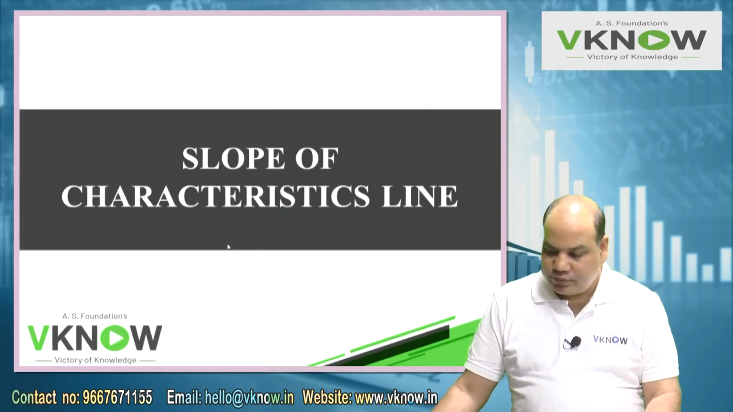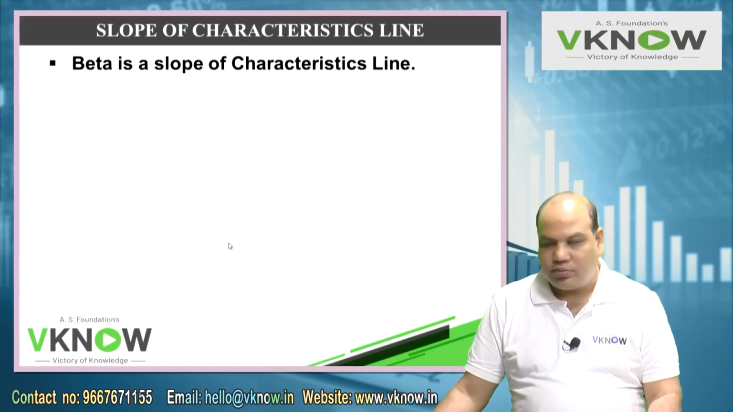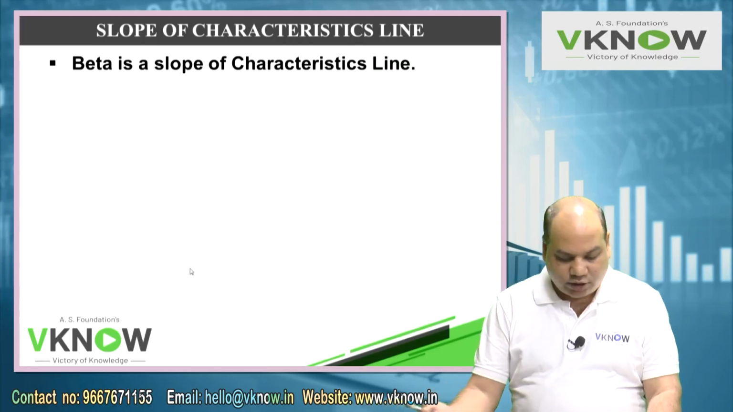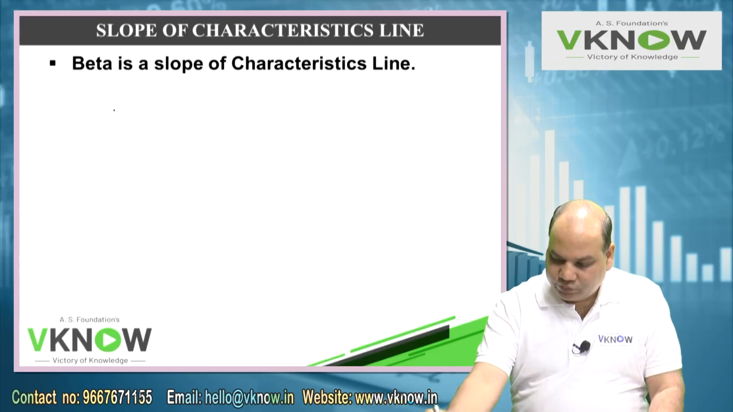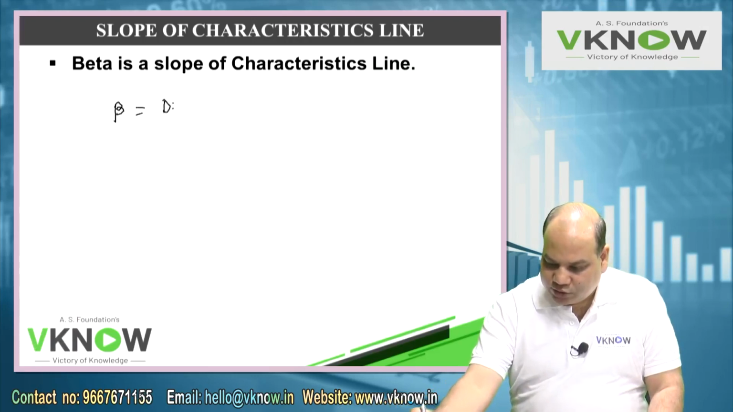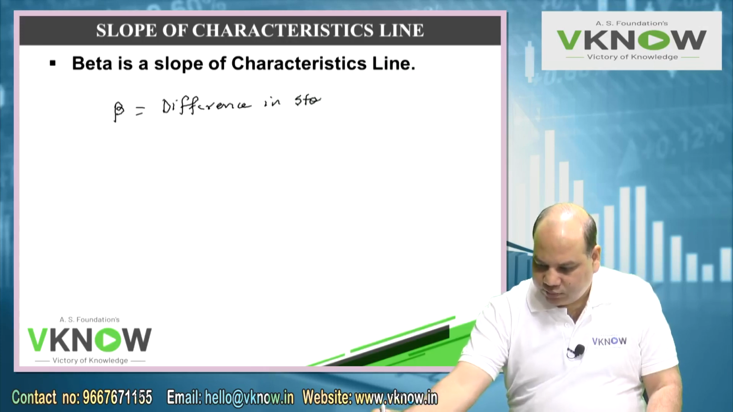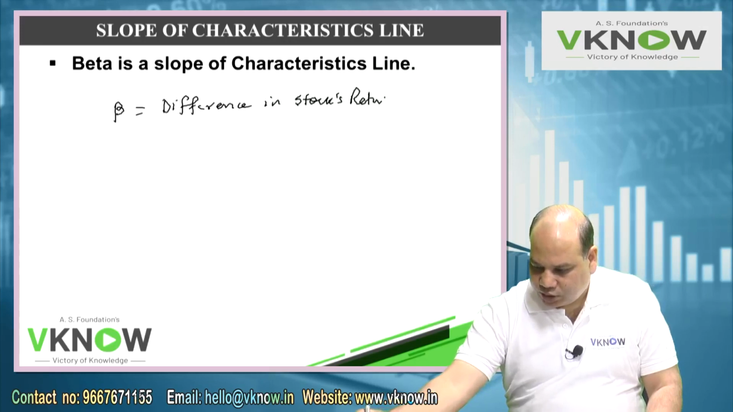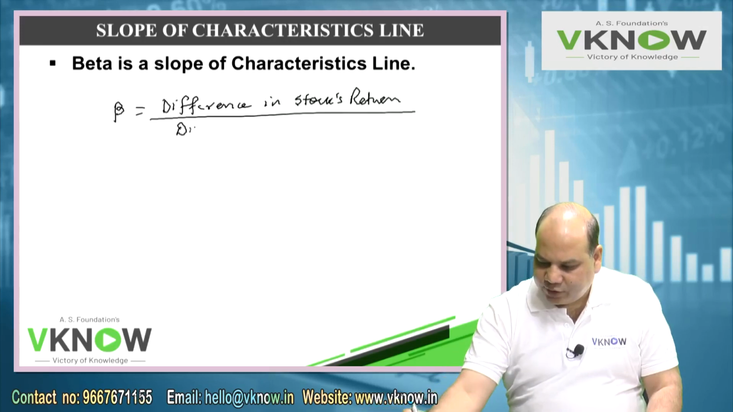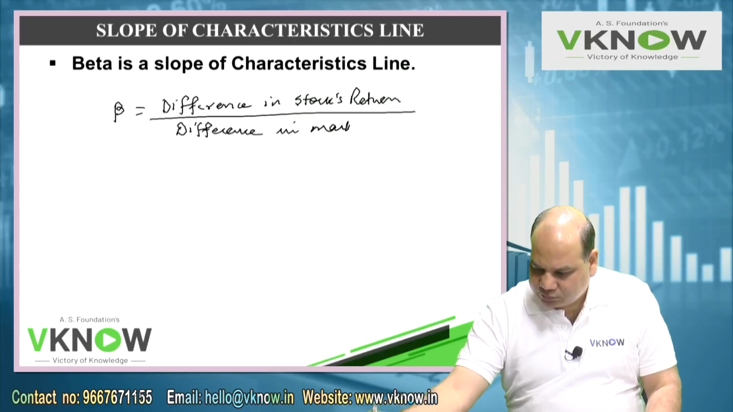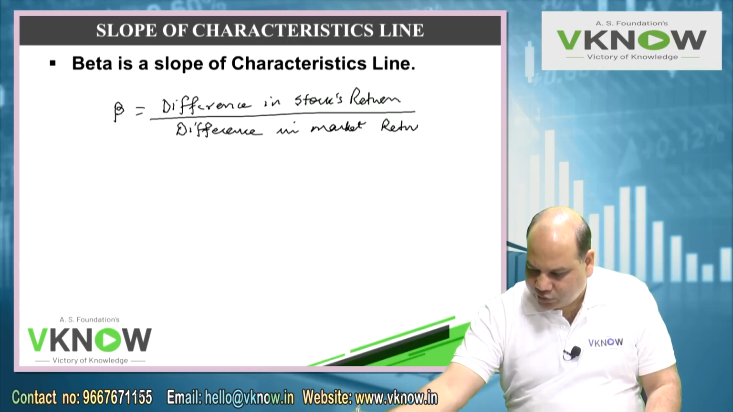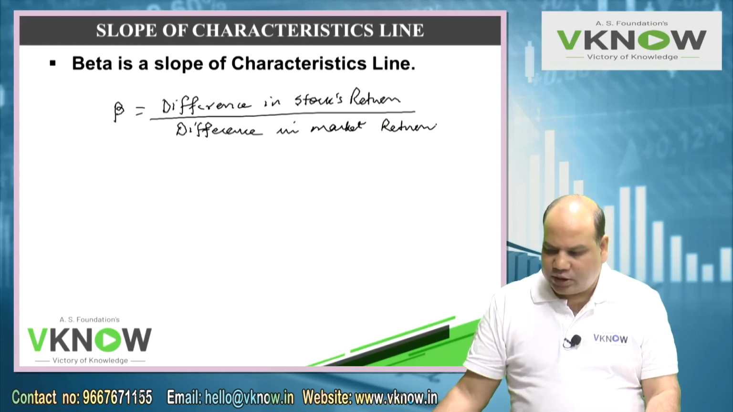Next formula is slope of characteristic line. Slope of characteristic line is beta. Beta is the slope of characteristic line. You can just write one more thing. Beta here is difference in stock's return upon difference in market return. Difference in stock's return upon difference in market return. That is the slope of characteristic line.